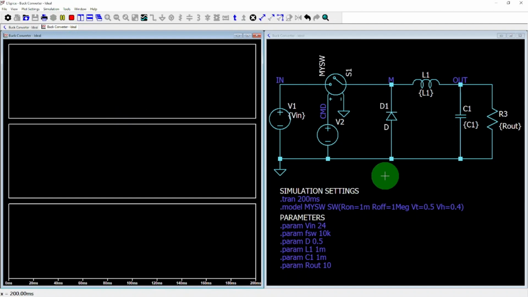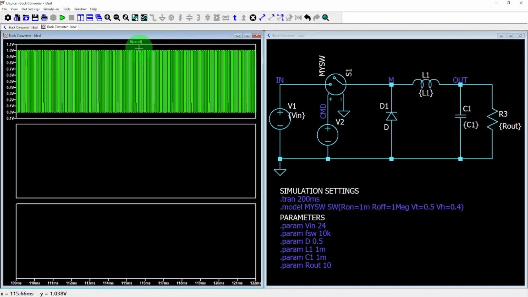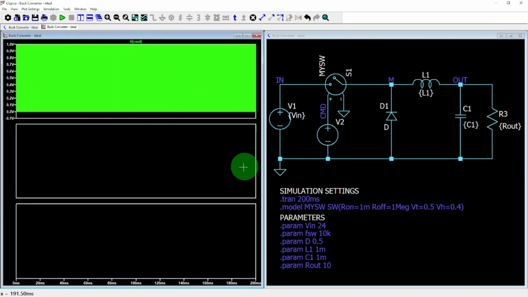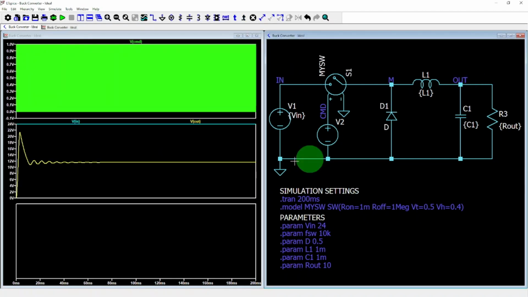While we wait for the simulation to complete, let's remember that the output voltage is given by the duty cycle multiplied by the input voltage. The switch is controlled by a pulse voltage source applying logic state high equal to 1, meaning close switch, logic state low equal to 0, meaning open switch. If we plot the input and output voltage across the capacitor, we should see the output voltage settling at around 12 volts. That's half the input voltage, consistent with a 50% duty cycle.